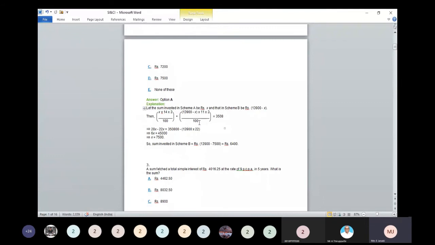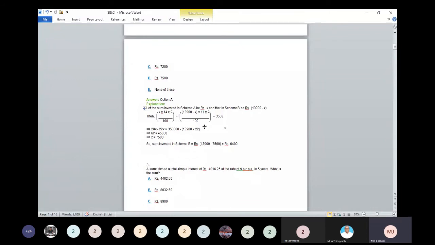Next, for scheme B, calculate the simple interest. The invested amount for scheme B is 13,900 minus X. This is taken as the principal, into the rate of interest for scheme B, 11% per annum, into 2 years, since the years are the same in both the schemes, so into 2 divided by 100. So this is the simple interest for scheme A plus the simple interest for scheme B. When you add these two values, the total amount is already given. This is 3,508.